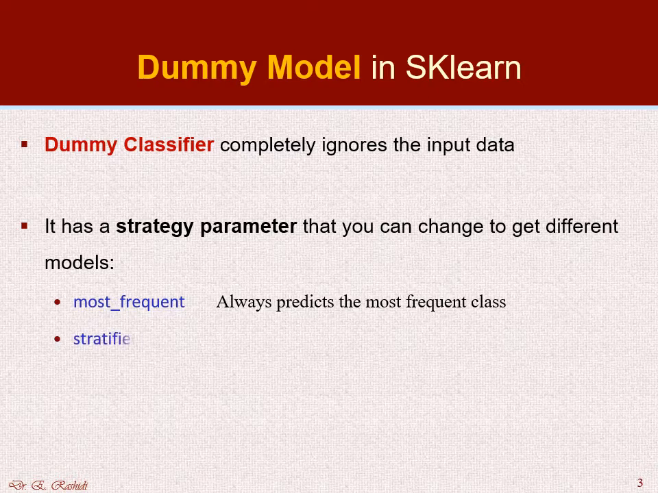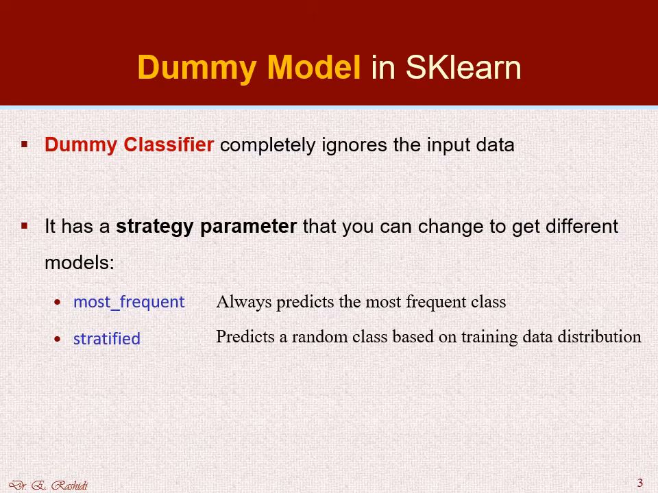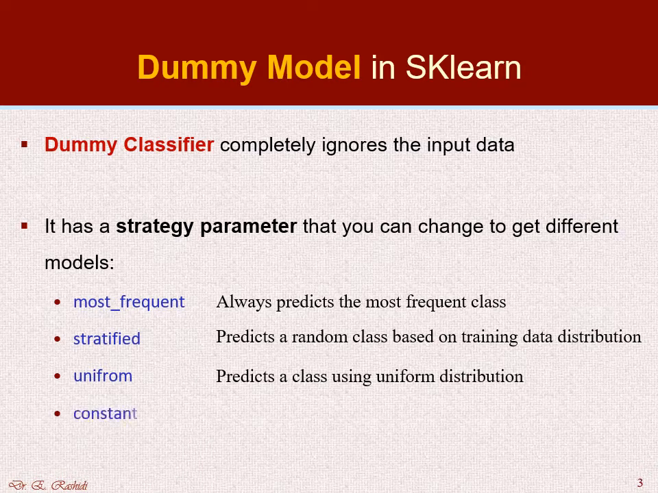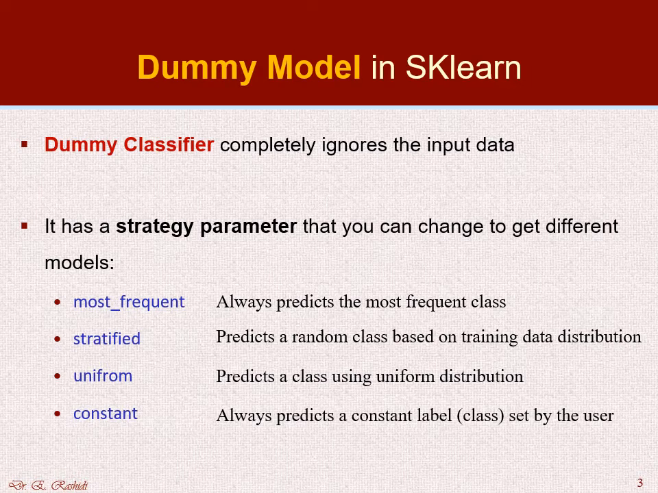Or if you set it to stratified, it's going to predict a random class based on the training data distribution. Or if you set it to uniform, it's going to predict a class using a uniform distribution. Or if you set it to constant, you can ask it to always predict a constant label or class that you specify. So no matter what the input is, the dummy classifier would always predict the constant class that you specify.